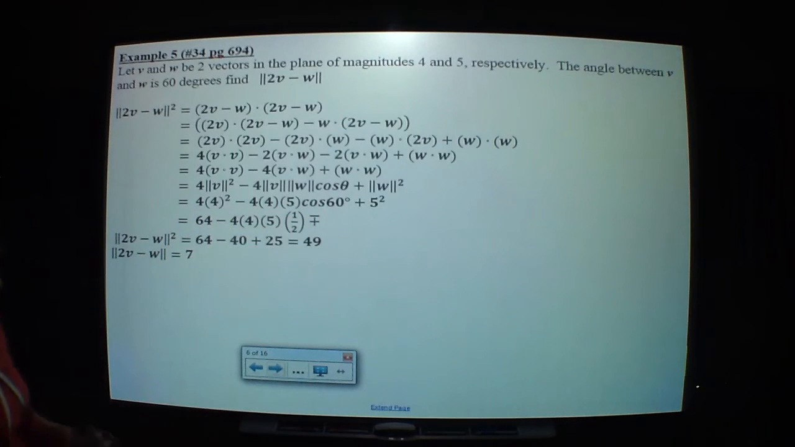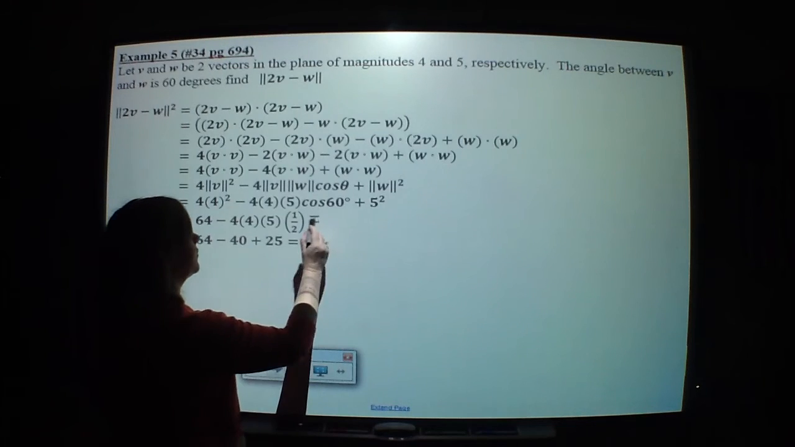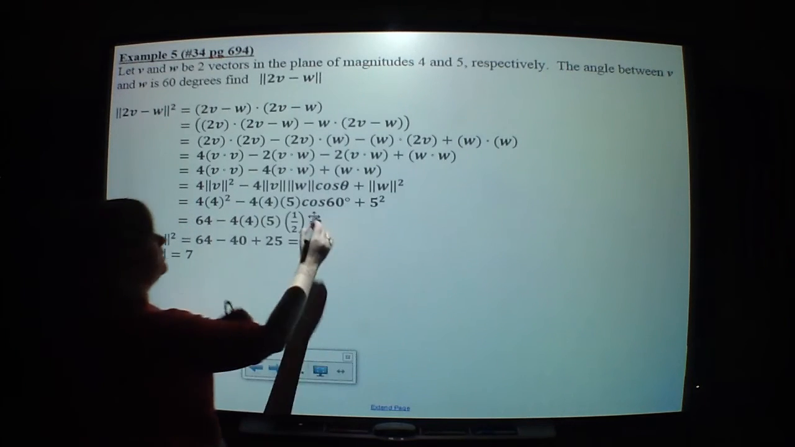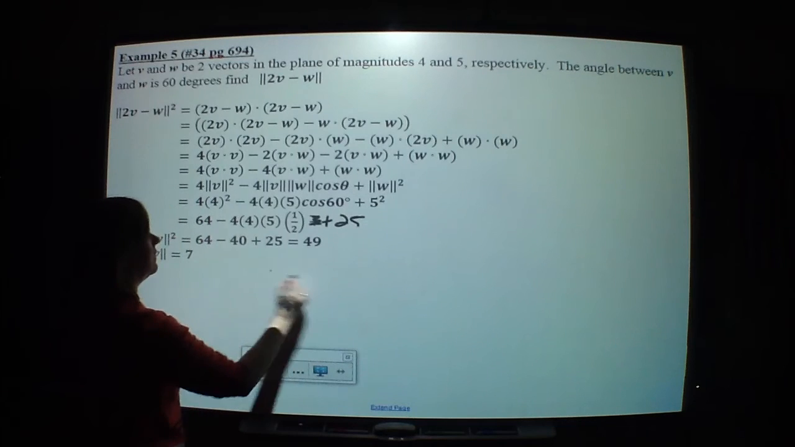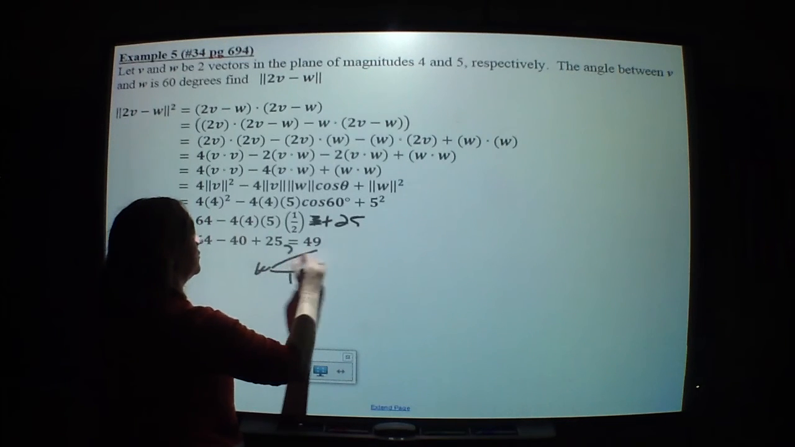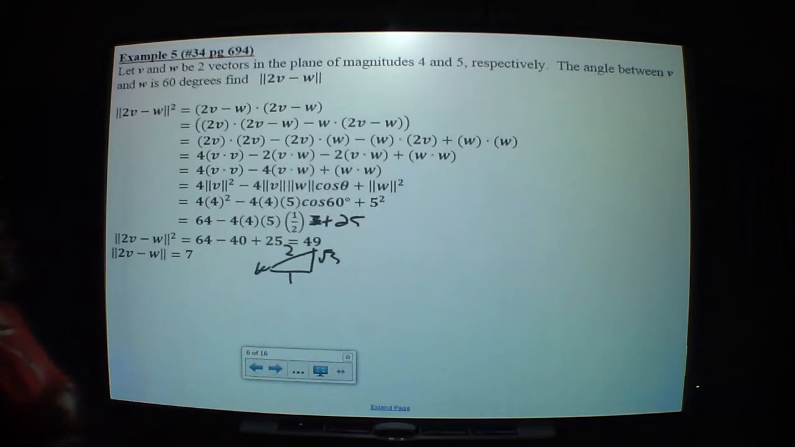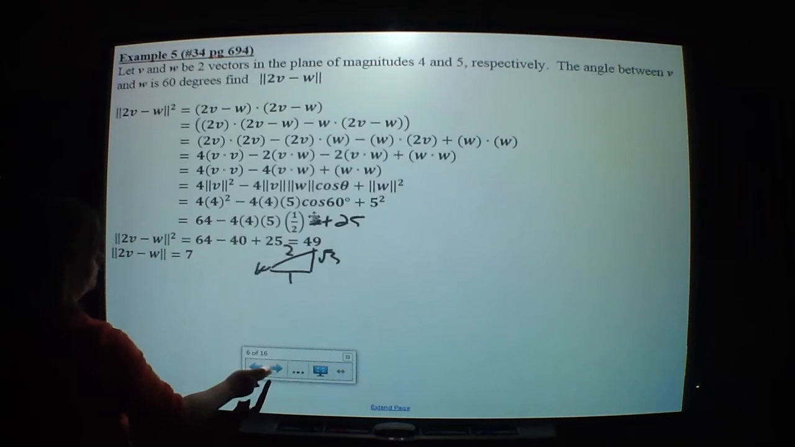The cosine of 60 is equal to... Cosine of 60, this is 60, that's 1, 2, radical 3, so that's a half, plus 25. Multiply that, that's 40. 64 minus 40 plus 25 is 49. Take the square root, and so you know that the magnitude of 2V minus W is 7, and you're done.